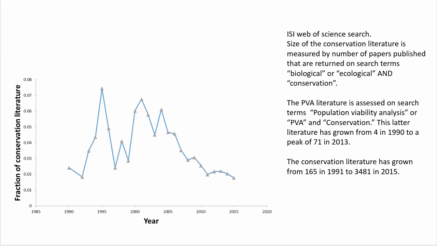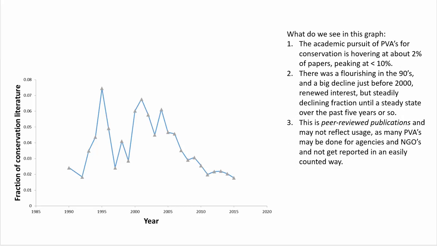The latter literature has grown from 4 papers in 1990 to a peak of 71 in 2013. The conservation literature grew from 165 in 1991 to almost 3,500 in 2015. If you divide the PVA literature over the total literature, this is the graph you get. There are a couple of things you should note on this graph. One is that PVAs, since they've become in fashion, have ranged anywhere from about 2% to 7 or 8% of the literature. They were going in great style up through the mid-1990s.